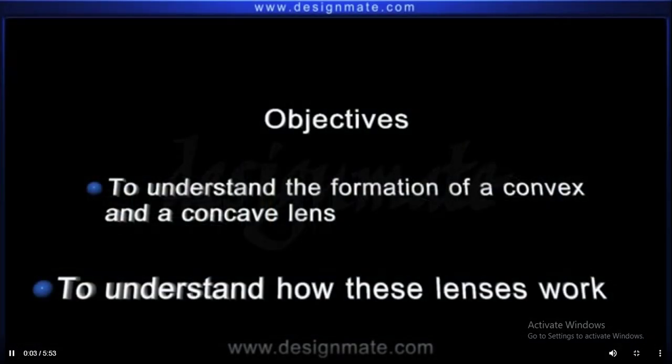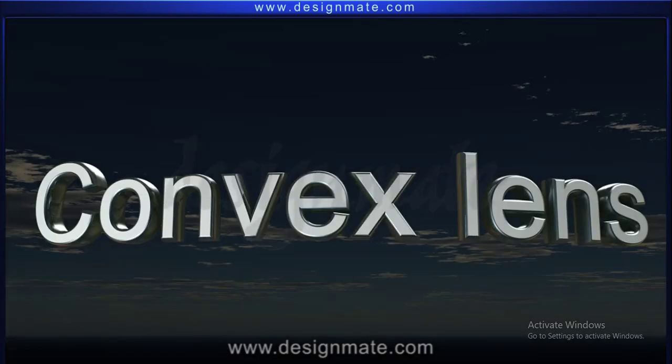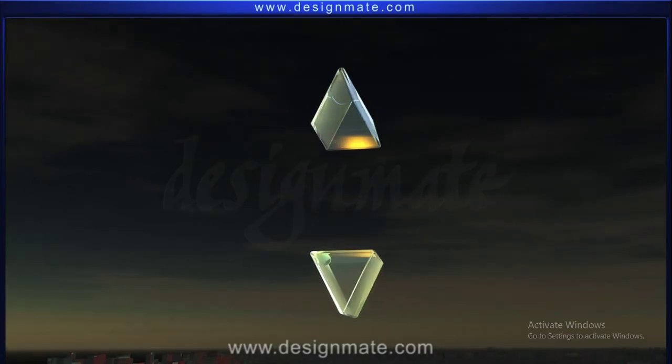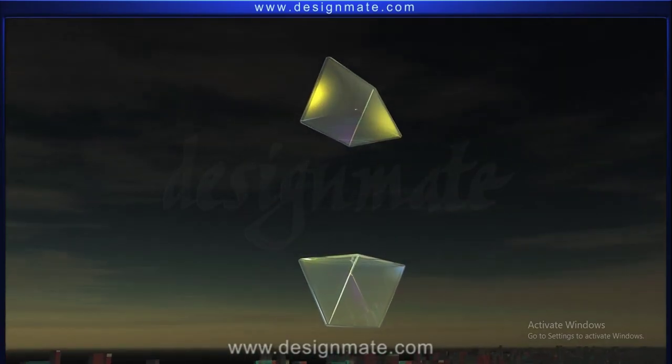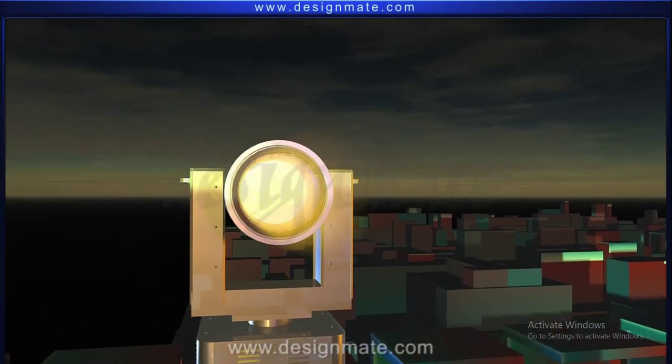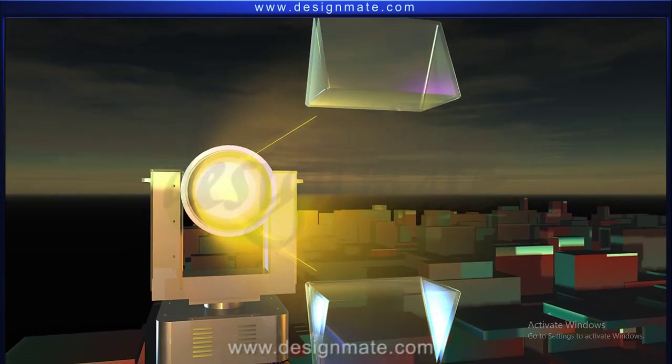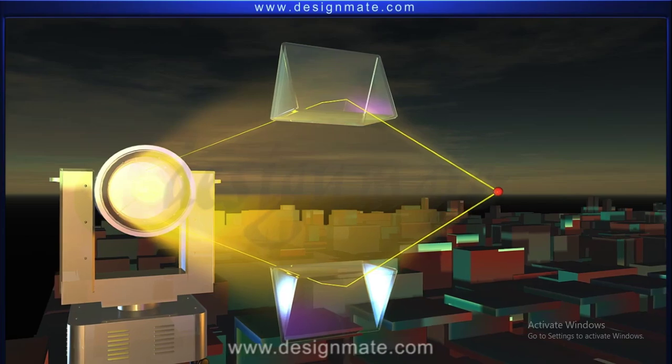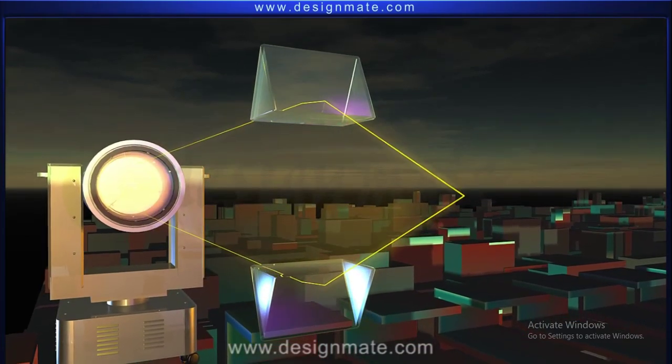Lenses. Objectives: to understand the formation of a convex and a concave lens, to understand how these lenses work. Convex lens. Arrange two prisms so that their rectangular rough surfaces are facing each other. The parallel rays incident on the prisms emerge on the other side after refraction and intersect at a point.